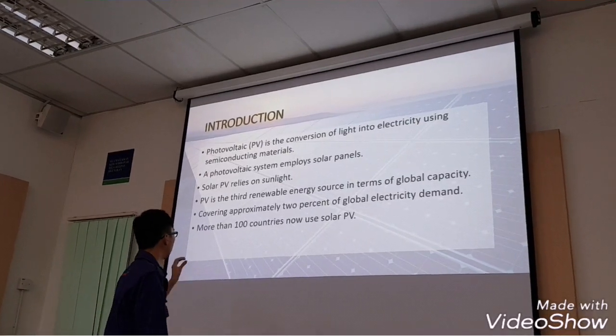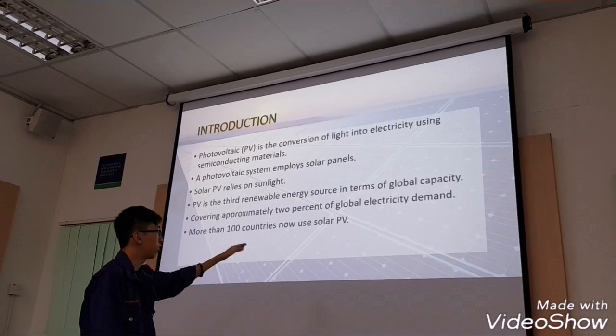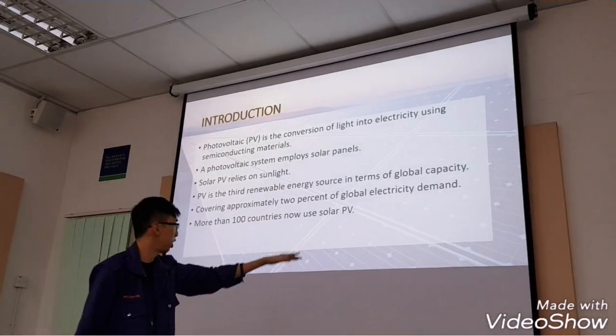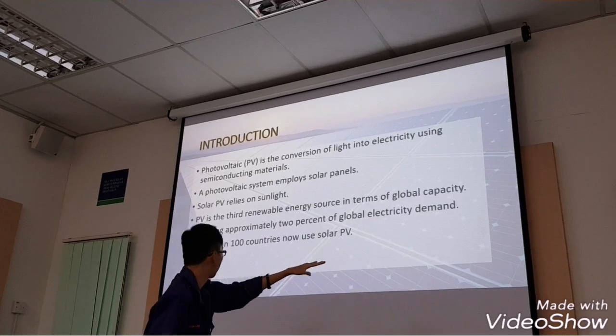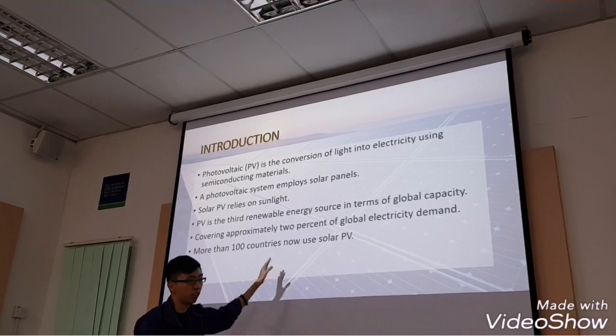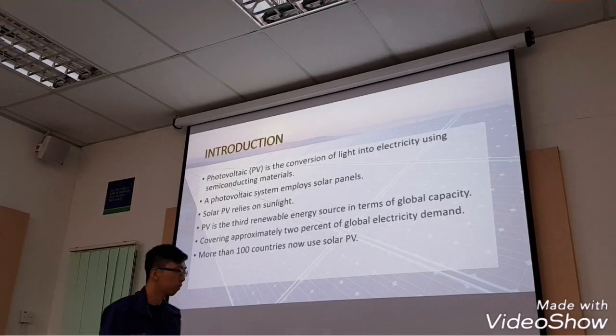And the PV system is the third renewable energy source in terms of global capacity, covering approximately 2% of global electricity demand. More than 100 countries are now using the PV system.